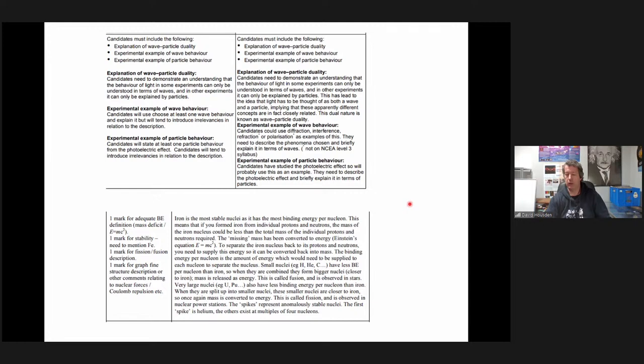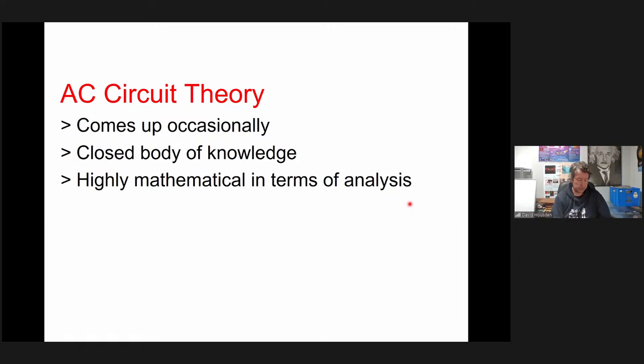AC circuit theory is another one. Comes up occasionally, not all the time. It's a closed body of knowledge. So I often tell my own students that in terms of the questions that can be asked, they are capable of being as good as I am at doing this stuff, because it's a very set, clear, delineated piece of knowledge. There are 3 circuits. They don't go outside of that, because there are some technical problems when you try and introduce things like parallel circuits. You have to use complex numbers to solve those.